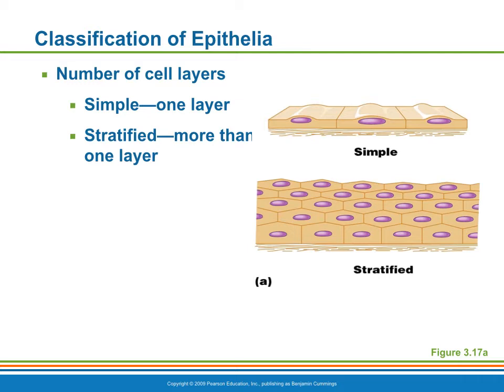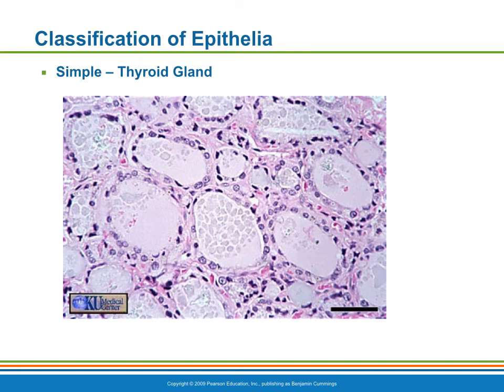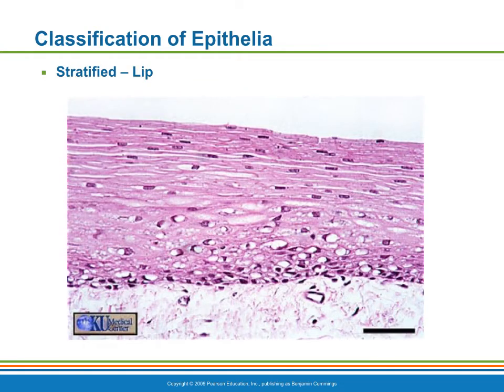The number of cell layers. We'll talk here about the big thing, the classification of epithelial. Epithelial is given 2 names. Now, the first name indicates the number of layers present, either simple, meaning 1, or stratified, meaning more than 1. So let's go through and look at it. Here is what simple epithelium looks like, and here's what stratified looks like.